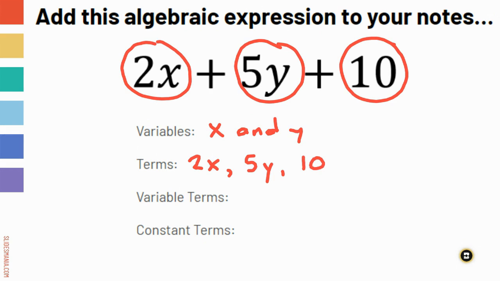So variable terms, those are our terms that have variables with them. So we have 2x, and we have 5y. And then constant terms have no variables at all, so that would be 10. Okay, so that's how we break down an algebraic expression.